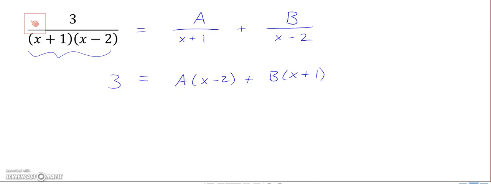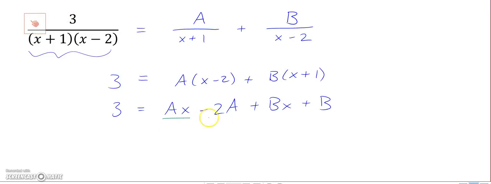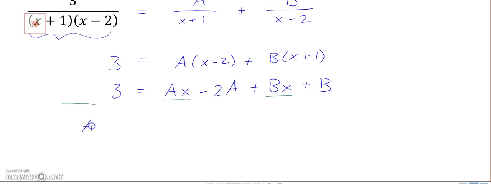I need to find a and b, and so I'm going to go ahead and simplify this a little bit. So 3 equals a times x minus 2a plus bx plus b. Now if I look at this, I've got two x terms and no x term on the other side. So that means these two terms have to add up to 0. They have to cancel each other out. And so I can come up with an equation from that. So the a and the b have to add up to 0 in order for it to be equal to the left side of this equation.